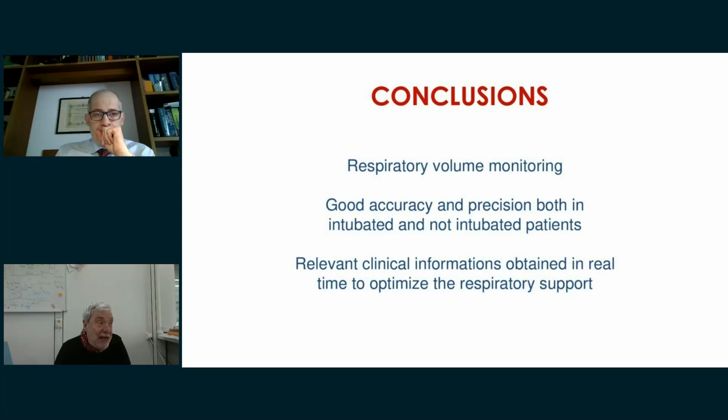So I strongly suggest measuring esophageal pressure. If this had been done in COVID at the beginning, maybe some of the mistakes we probably made could have been avoided.